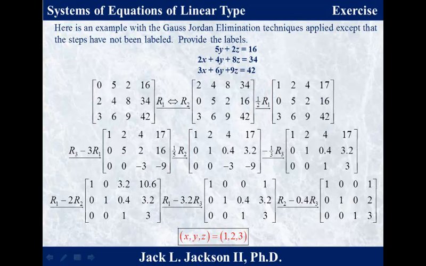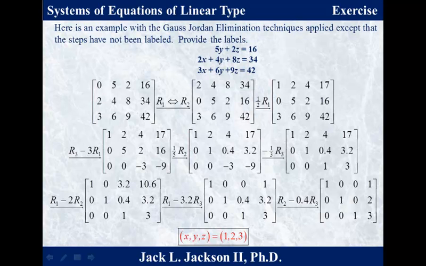Negative 3.2 times 0 is 0, plus 1 is 1. Negative 3.2 times 0 is 0, plus 0 is 0. Good. It doesn't mess up our zeros. Negative 3.2 times 1 is negative 3.2, plus 3.2 is 0. Good again. That's what we were trying to do.